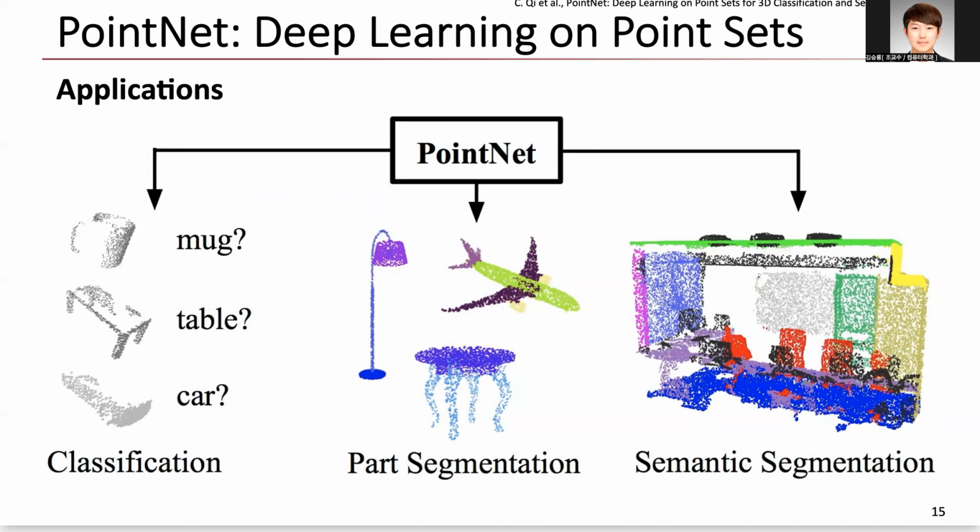And in CVPR 2017, there was PointNet, deep learning on point sets. In this paper, starting from the given point cloud, they proposed an MLP, or fully connected network-based method, to understand the unstructured point cloud for 3D point cloud classification, part segmentation, or semantic segmentation in the 3D domain. It was PointNet.